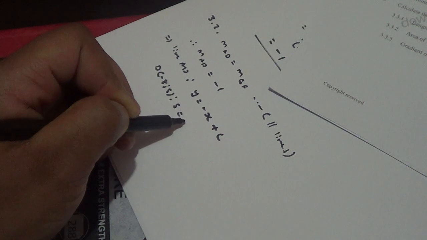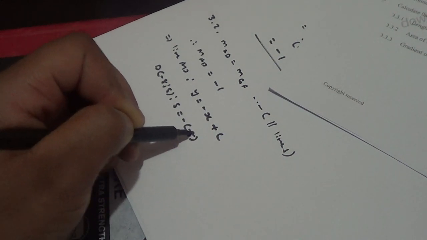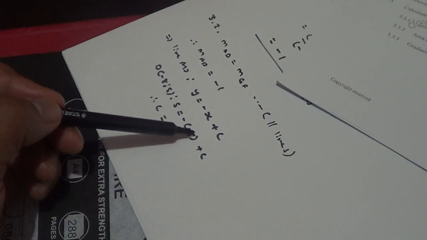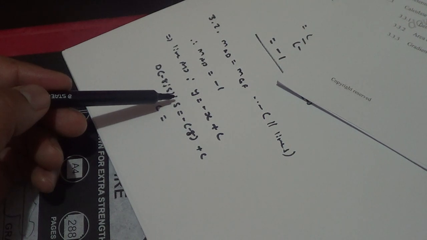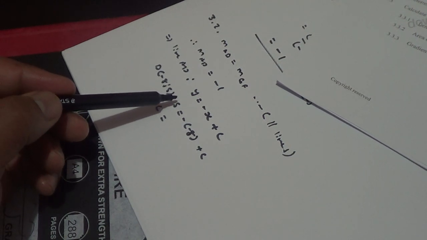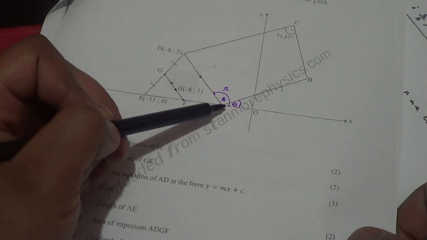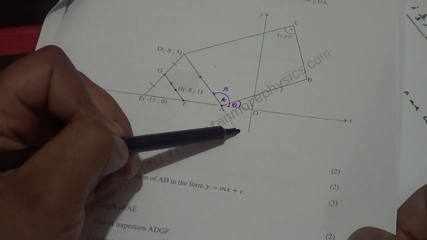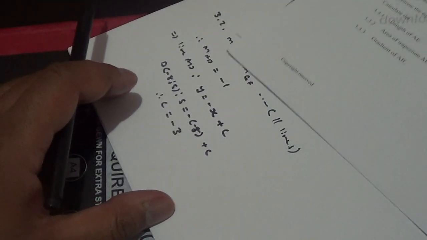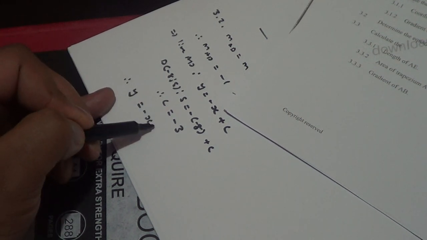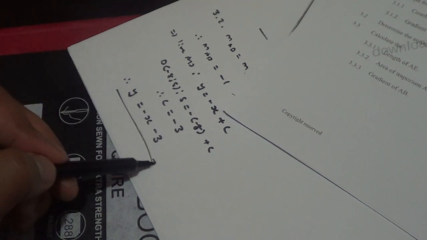We know that 5 is going to be minus into minus 8 plus c. Therefore, our c is, this is plus 8, and when it goes to the other side, it becomes minus 8. So, minus 8 plus 5 is minus 3. And you can tell that this line really would extend further down, so it would cut somewhere, telling us that c would be minus 3. Therefore, y is equal to minus x minus 3. That is what we need to determine.